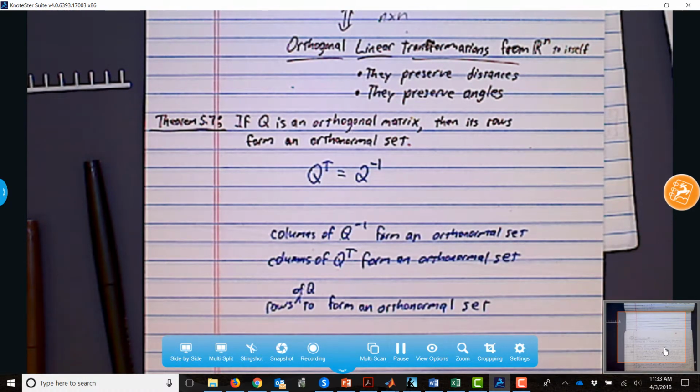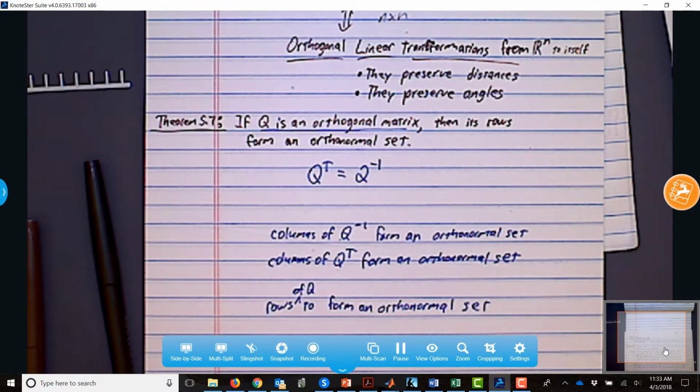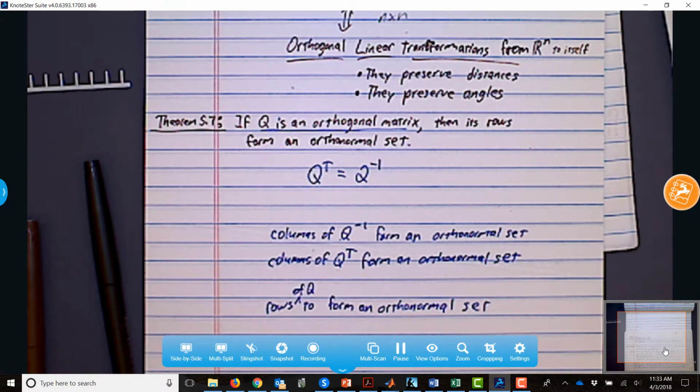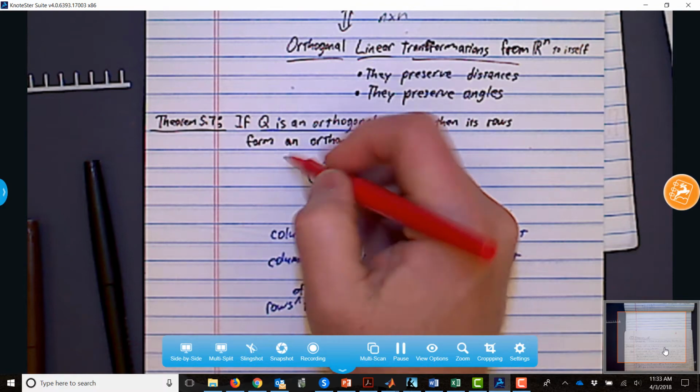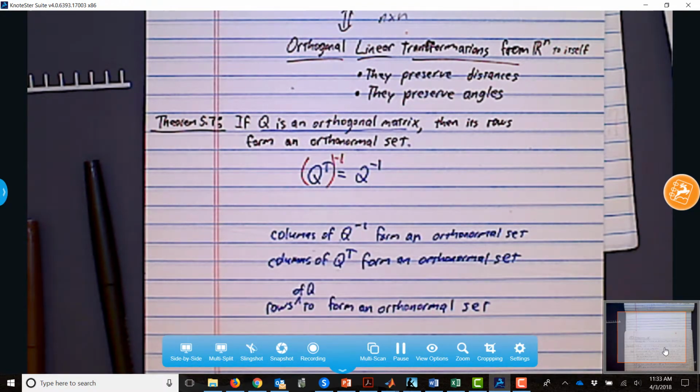So the given is that Q is an orthogonal matrix. If we could show that Q inverse is an orthogonal matrix, then I have it, right? So what you can do kind of is this, and the book does this. You could say, okay, let me take the inverse of Q transpose and see what that looks like.